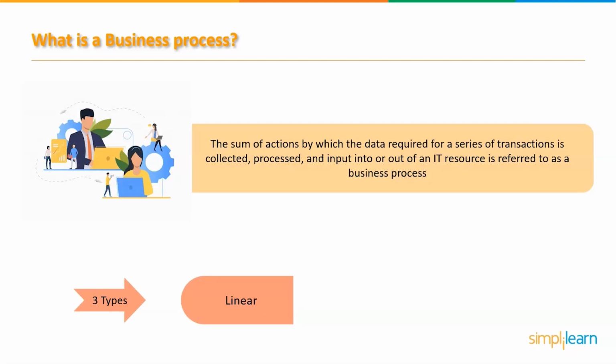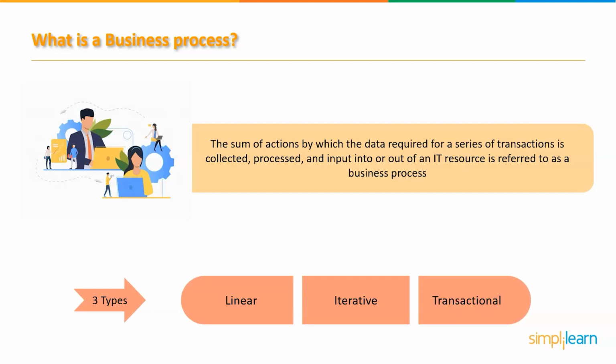Linear. The steps of a linear process are only done once, and if different data needs to be processed, the automation must be run again. Iterative. The steps of an iterative process are repeated several times, but different data items are used every time. Transactional. Transactional systems, like iterative processes, have steps that replicate several times over various data objects.